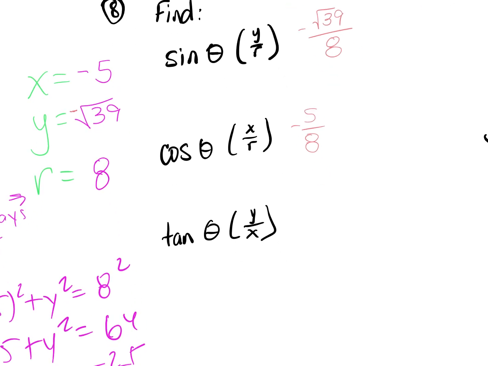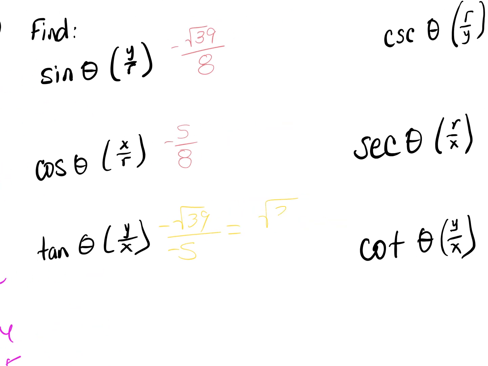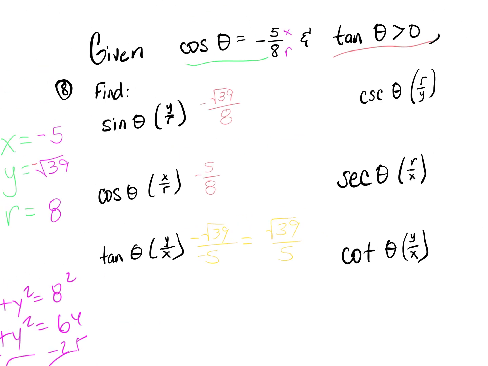So let's try this again. What is my y value, guys? It's negative square root of 39. What is the x value? Negative 5. Two negatives give me a positive. Okay, it took me 4 times to do that.